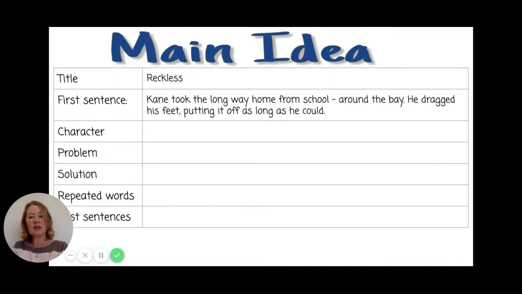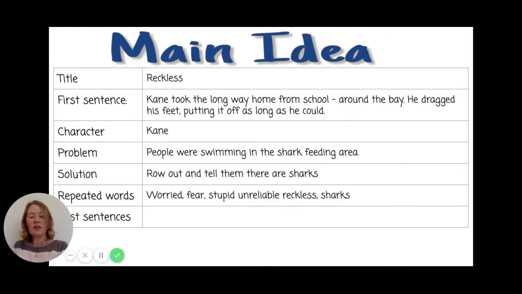So first sentence, Cain took the long way home from school. Around the bay he dragged his feet, putting it off as long as he could. And we know the title is Reckless. The characters, Cain, and the problem was a visiting family was swimming in the shark feeding area. So Cain sorted out that problem by he rowed them out and he told them that there were sharks. And there's lots of words with lots of synonyms coming through. Worried, fear, stupid, unreliable, reckless, and of course, sharks.